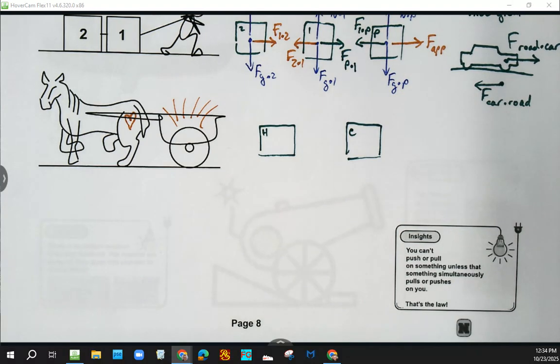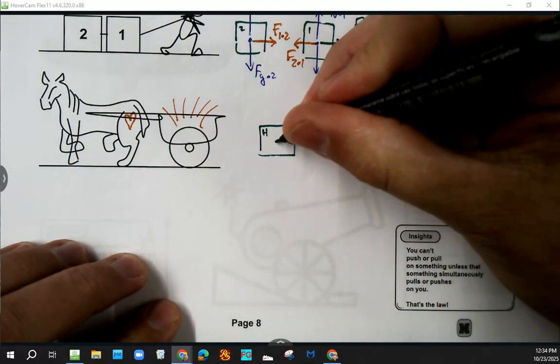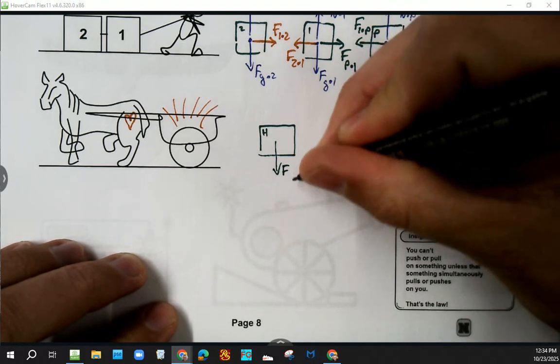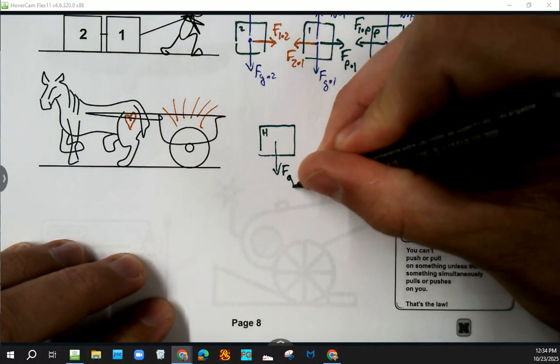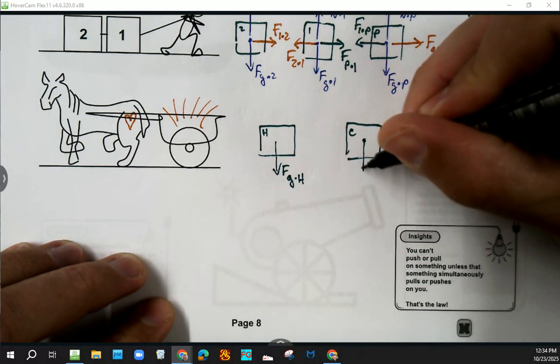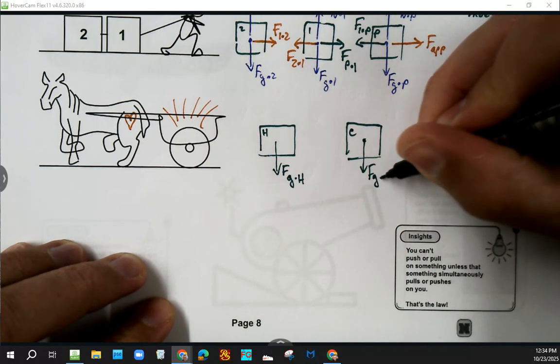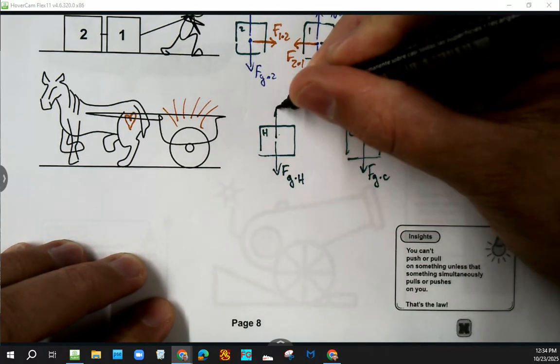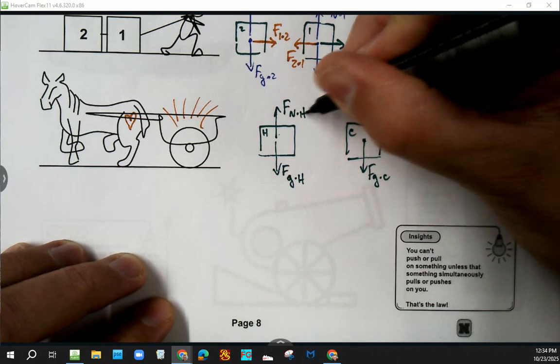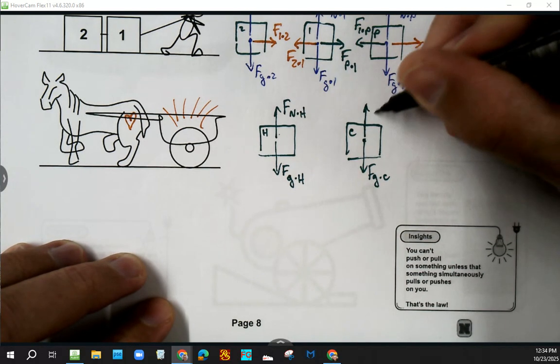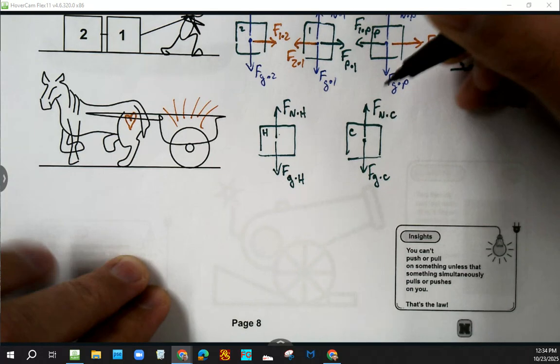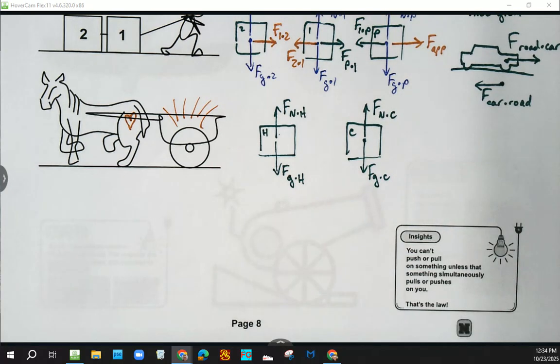Always pick the low-hanging fruit first. Easy stuff, easy pickings. Force of gravity on the horse. Force of gravity on the cart. Force normal on the horse. Look at that normal horse. Force of normal on the cart.